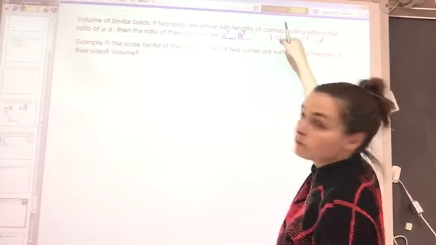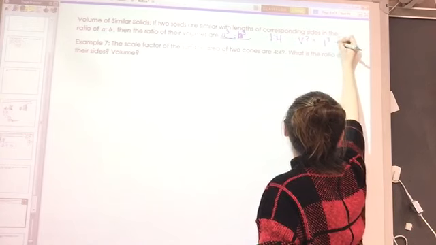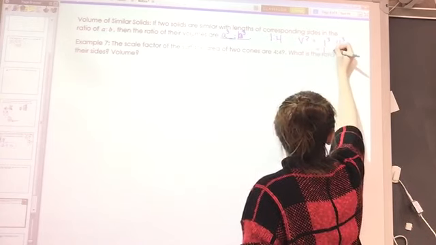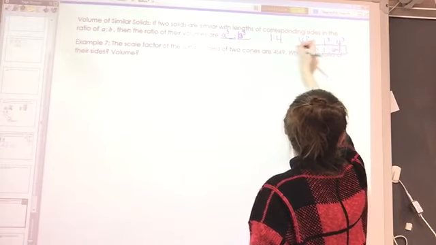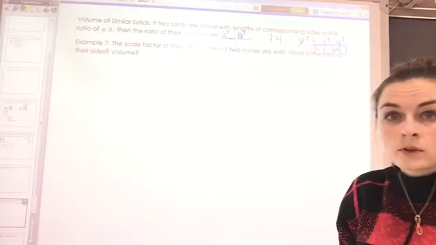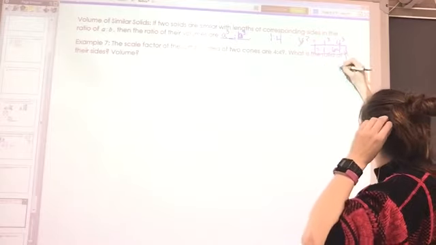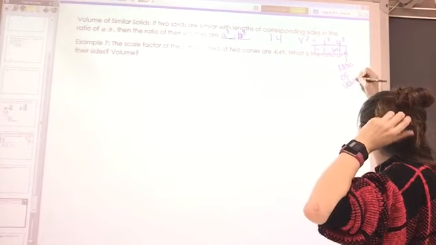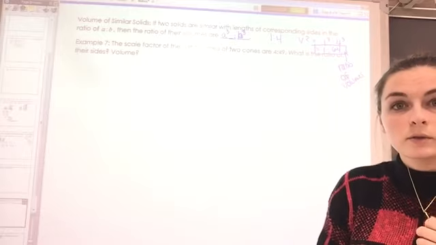What would I do to 1 and 4? I would cube them. So 1 cubed to 4 cubed would be 1, and 4 cubed is 64. Okay? So that ratio of the volumes is 1 to 64.